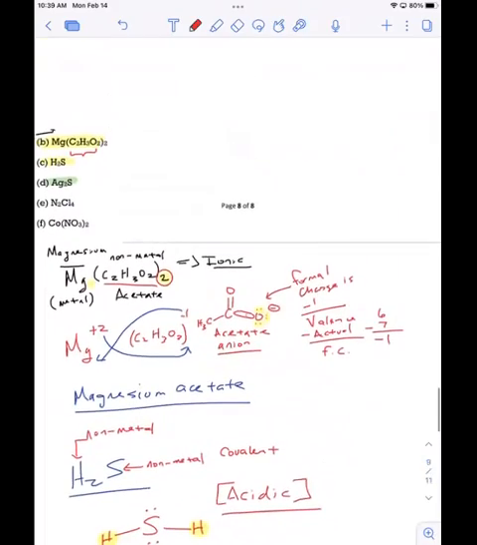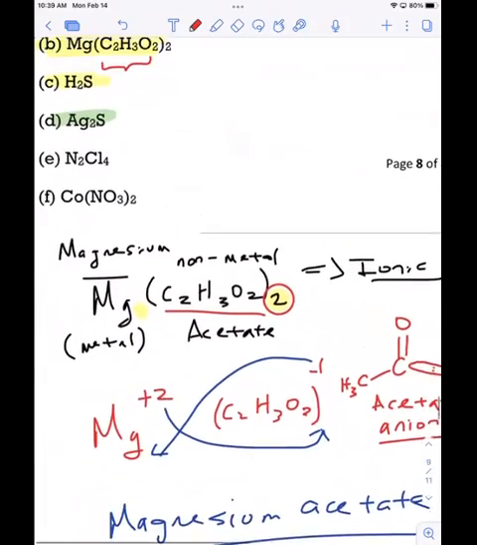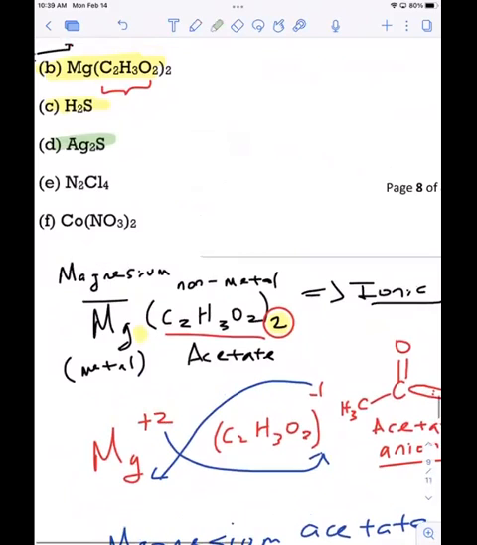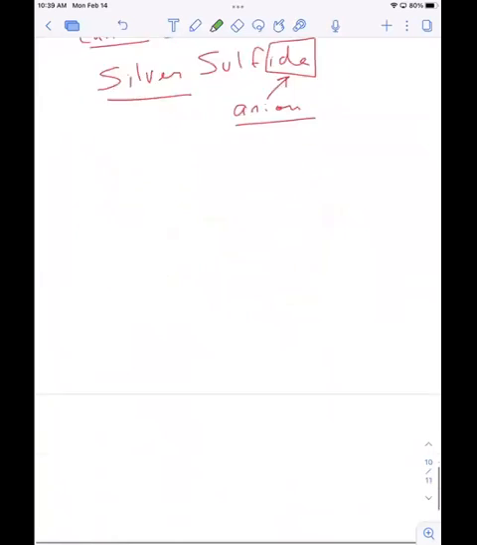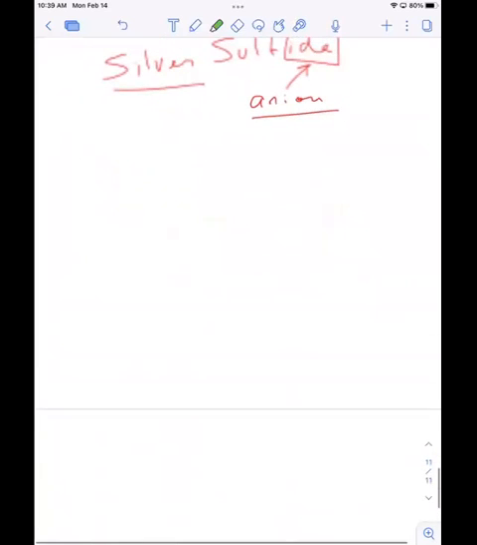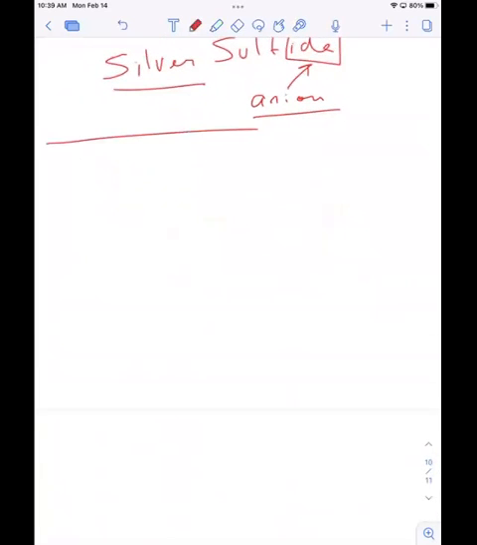Let me see. Oh, this is a good one. All right, let's do E. It is N2Cl4. So the fact that both of these are metals or non-metals? Is nitrogen a metal or non-metal?